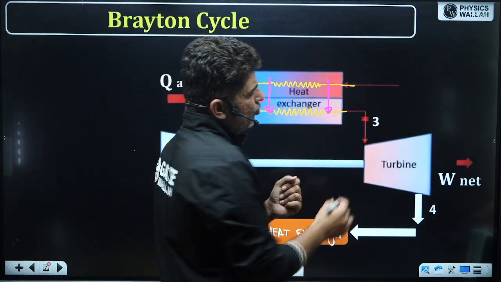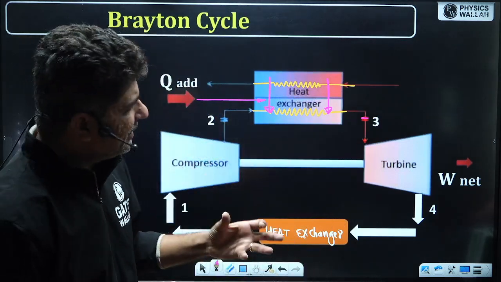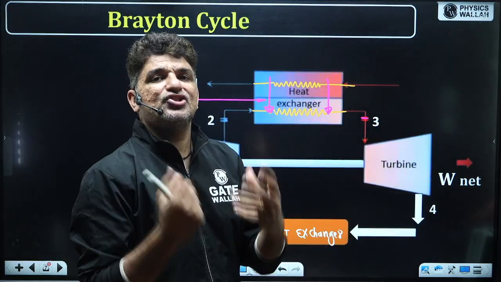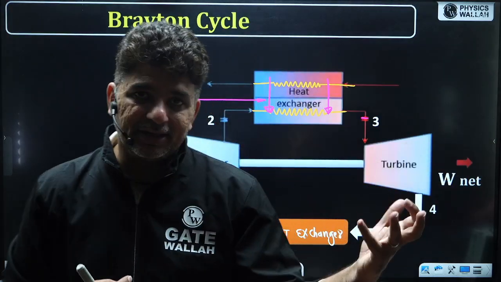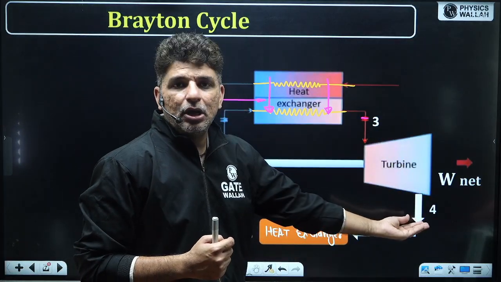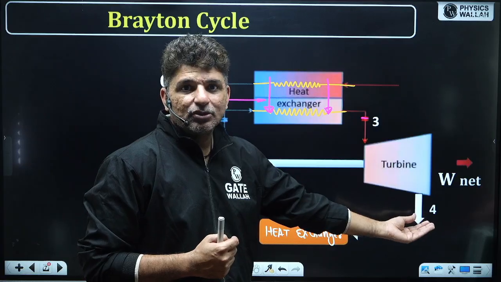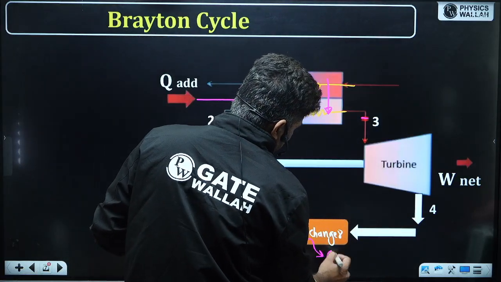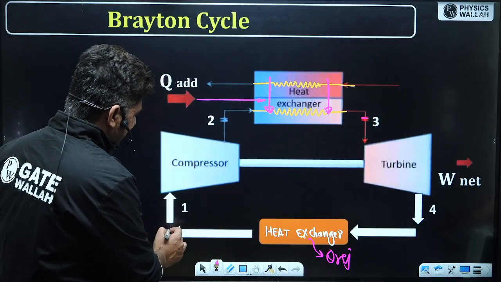Then you move to location 3, which is the entry to the turbine. And now the turbine does the work. In the turbine, the expansion of gas happens. And when expansion of gas happens, some work is developed by the turbine. Once that work is done, the low temperature, low pressure gases come over here, and those are cooled back. So again, the heat rejection happens. So heat is rejected, and again, the cycle completes.